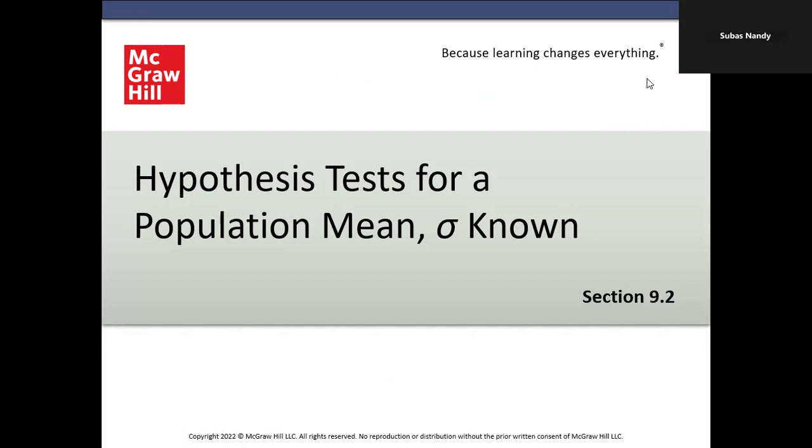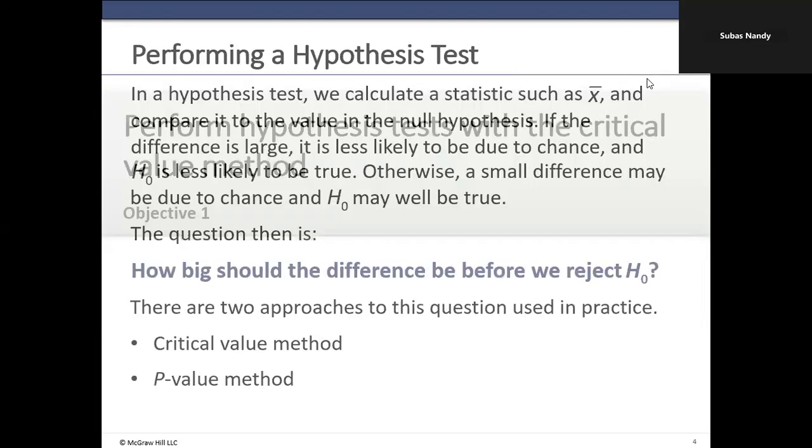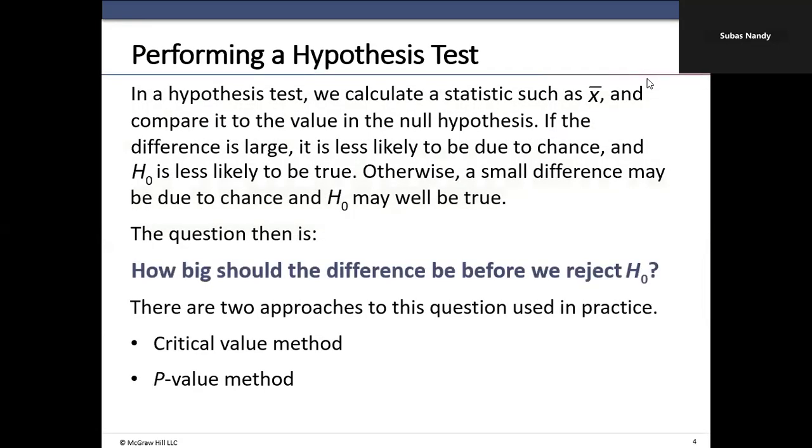So, hypothesis test for population mean with population standard deviation known. In a hypothesis test, we calculate a statistic such as X bar, which is a sample mean, and compare it to the value in the null hypothesis. If the difference is large, it is less likely to be due to chance, and H0 is less likely to be true. Otherwise, a small difference may be due to chance and H0 may well be true. The question is how big the difference should be before we reject H0.